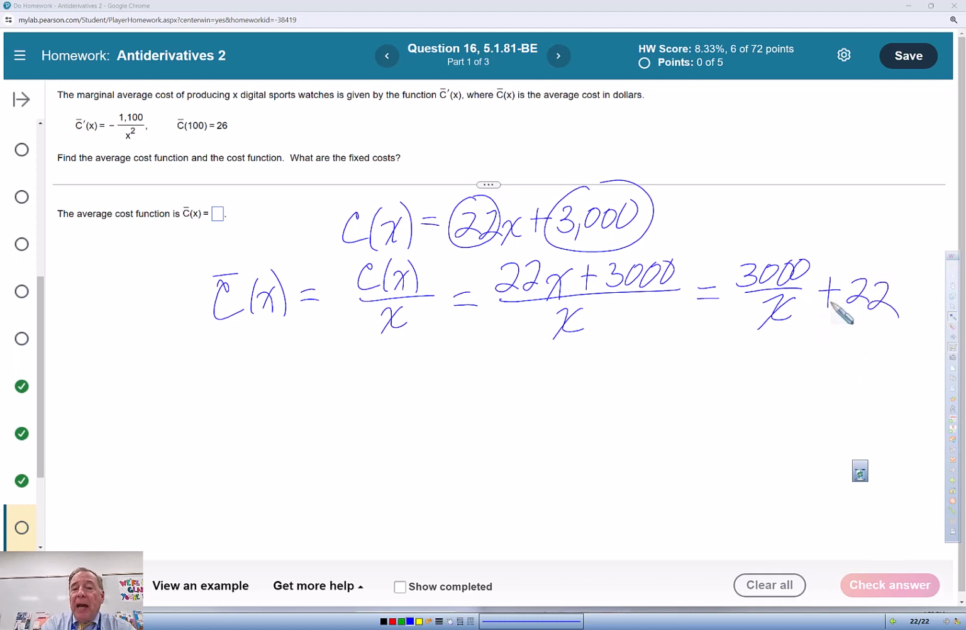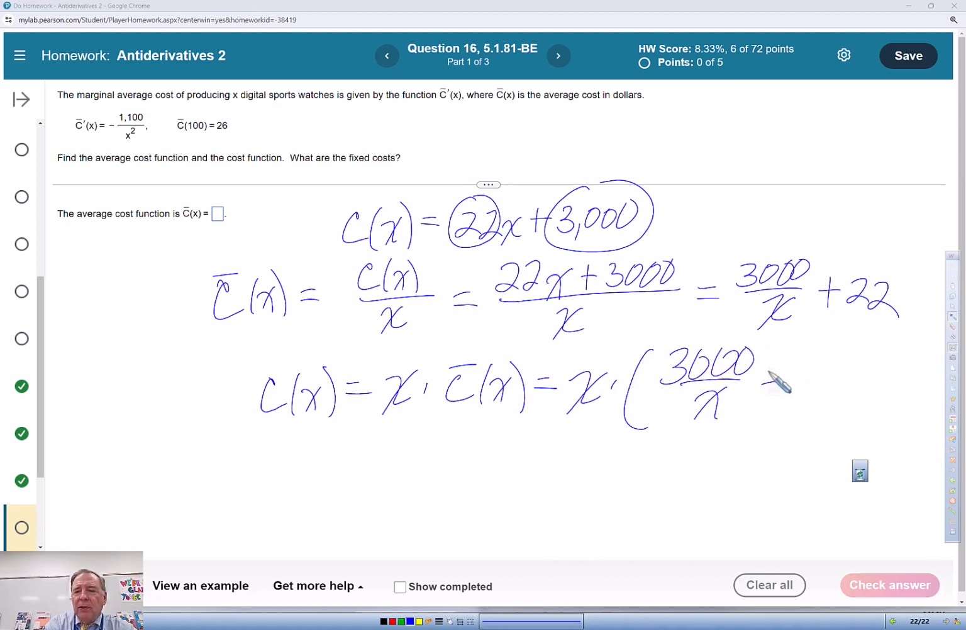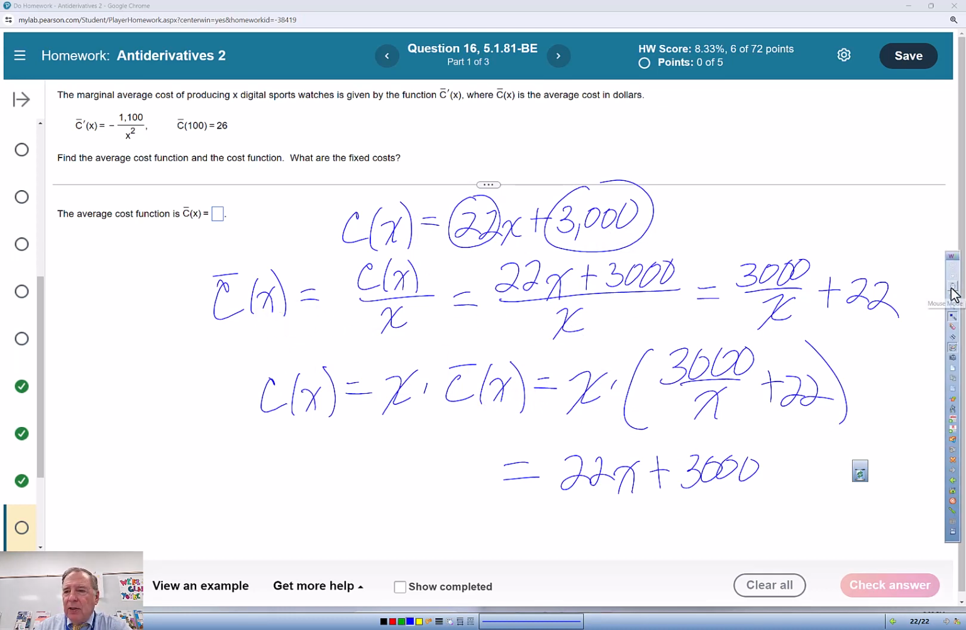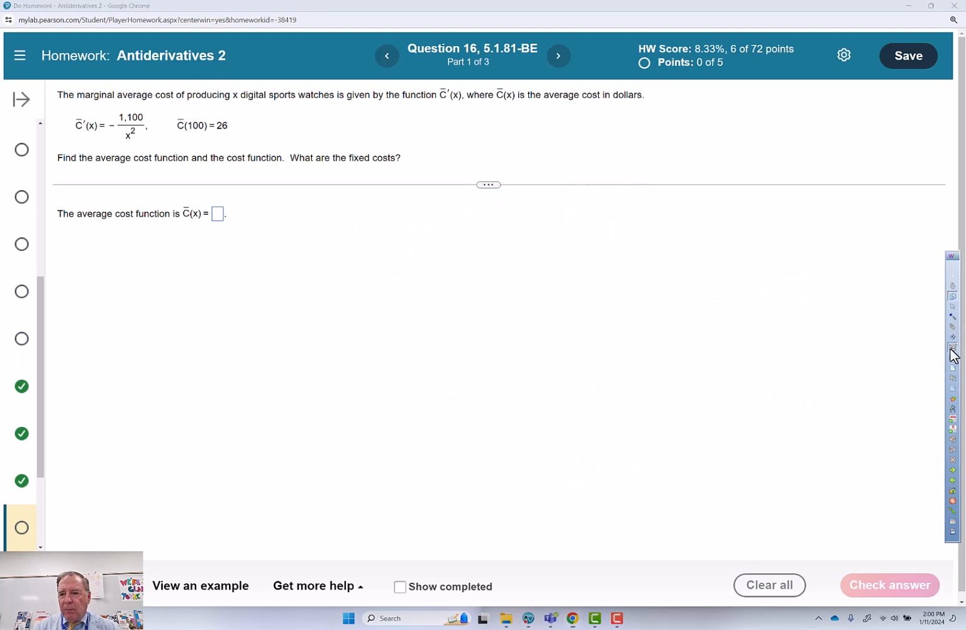And if I want to go back to C of x, the opposite of division is multiplication. So C of x equals x times C bar of x, which would be x times 3,000 over x plus 22, which will give me 22x plus 3,000. So that's a little bit of a reminder of cost functions and average cost functions. So now we're going to start doing the actual problem here.